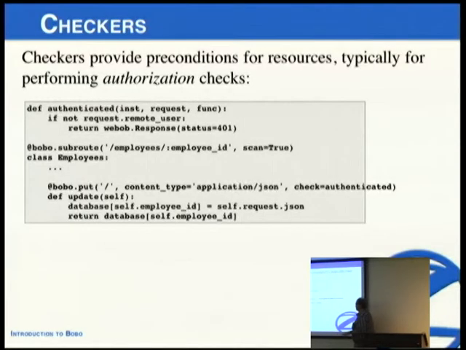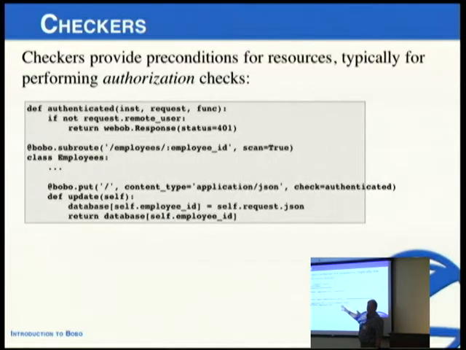So the last bit that people commonly deal with in Bobo are checkers. Checkers are functions that you can supply when you define the route that get called, if present, before the route handler is called. And if they return a response, then that response is used instead of the route handler. And the most common use of this is to handle authorization, and possibly to demand authentication.